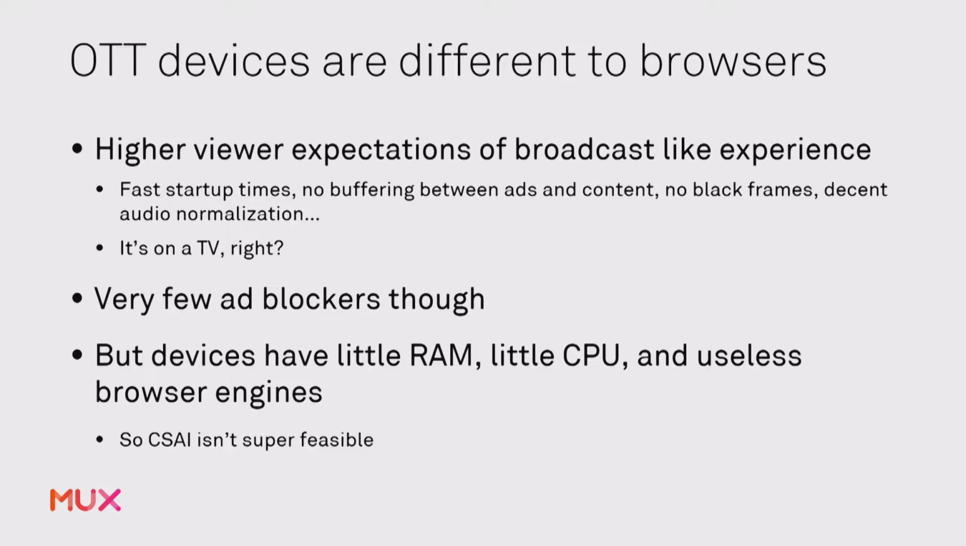The really weird thing about OTT devices is people have a different expectation when you're on a TV. It doesn't matter if you've got a box under the TV that's just a Linux box. People expect a broadcast-like experience just because it's on a TV. That means good audio normalization. That means no black frames during transitions, stuff like that. Very strange human beings, as it turns out. But there are very few ad blockers. There are some. There are Pi-holes you can buy that will shunt traffic off your smart TV down a hole. They do work, but the flip side is these devices have little RAM, little CPU, terrible browser engines, so this becomes a little challenging.